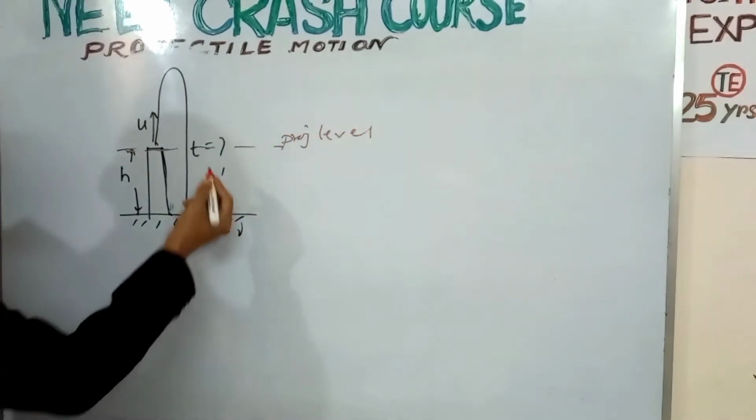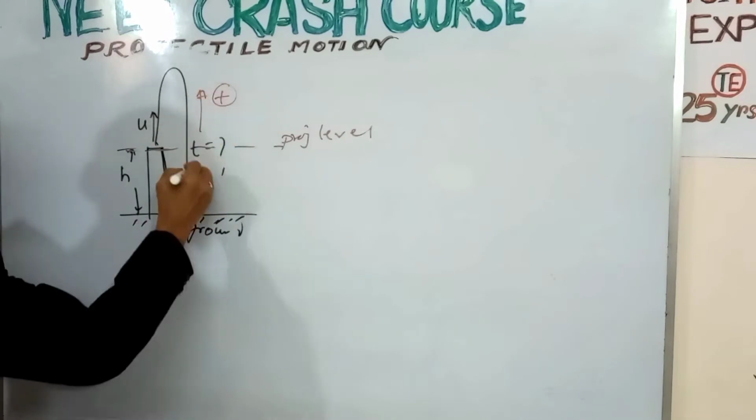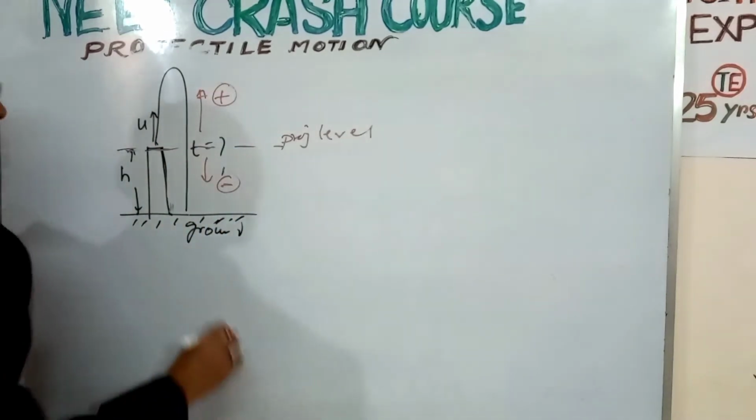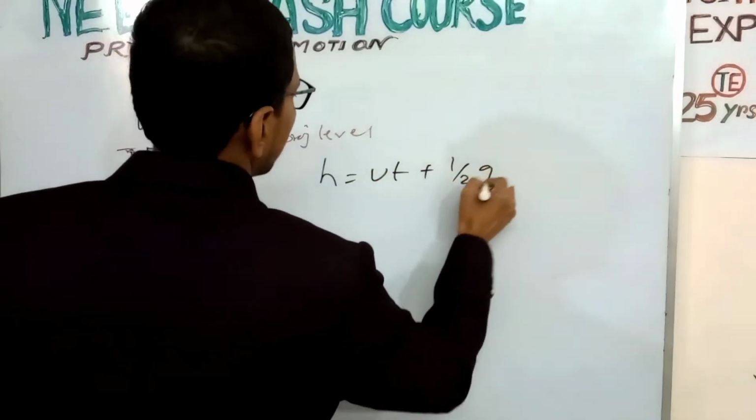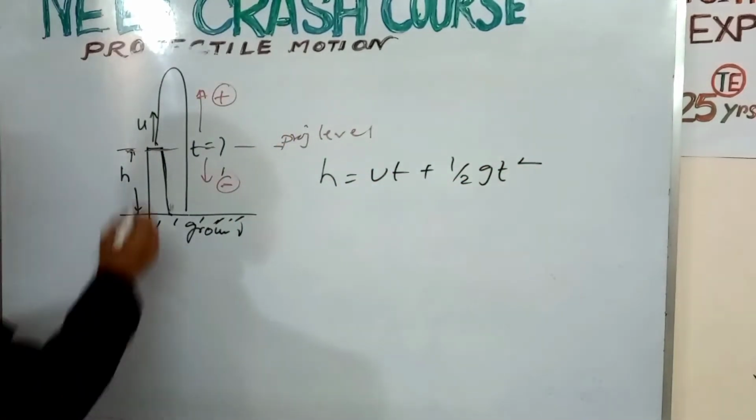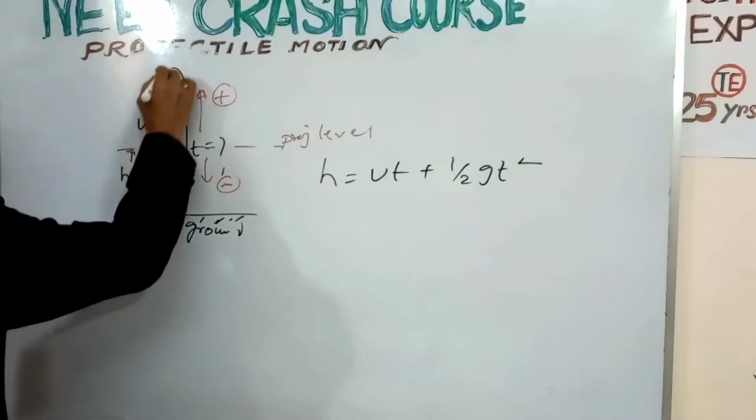Okay, this is the projection level. Now upward direction is positive and downward direction is negative. So write the equation first. h equal to ut plus half gt square. So here the body is projected from here and ultimately the body comes here.